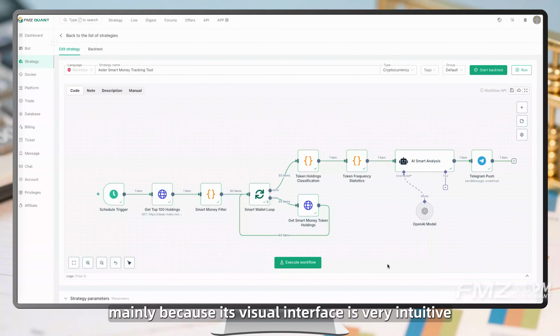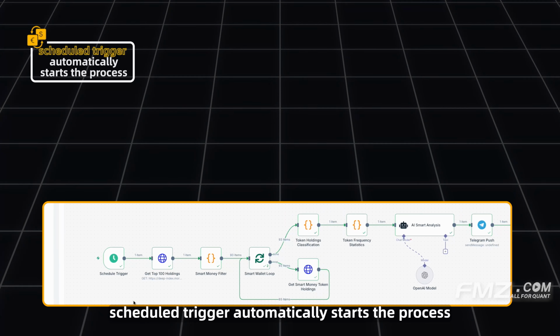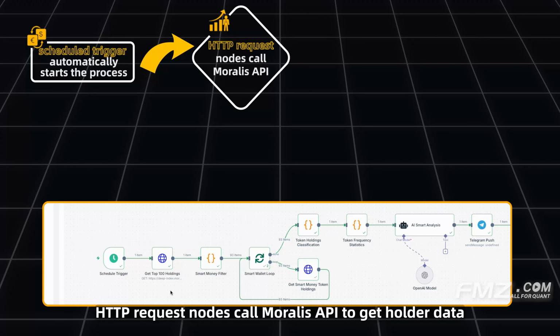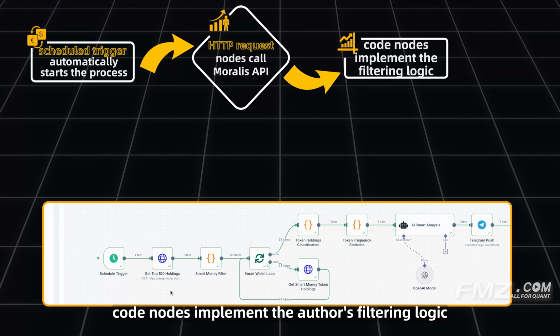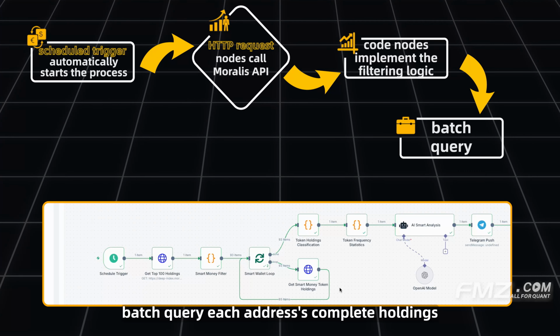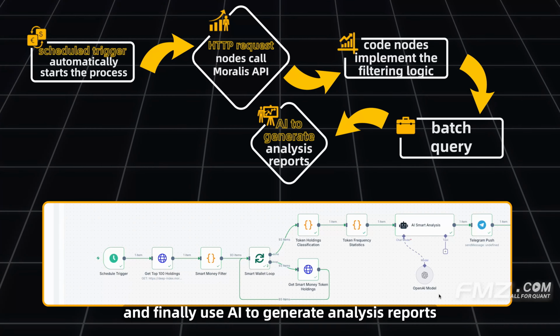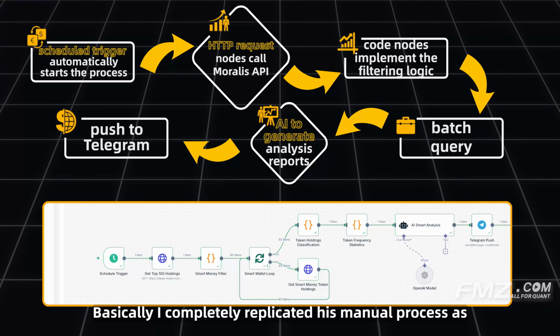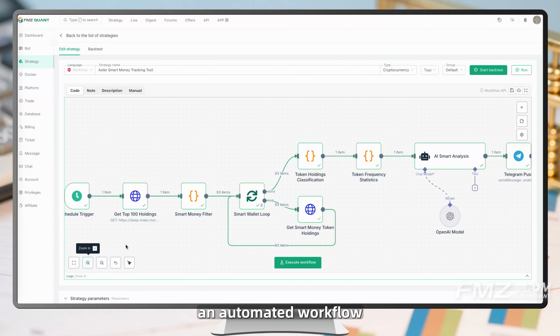My overall architecture design is like this. Scheduled trigger automatically starts the process. HTTP request nodes call Moralis API to get holder data. Code nodes implement the author's filtering logic, batch query each address's complete holdings, and finally use AI to generate analysis reports and push to Telegram. Basically, I completely replicated his manual process as an automated workflow.